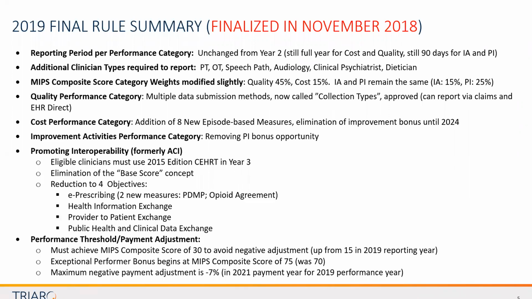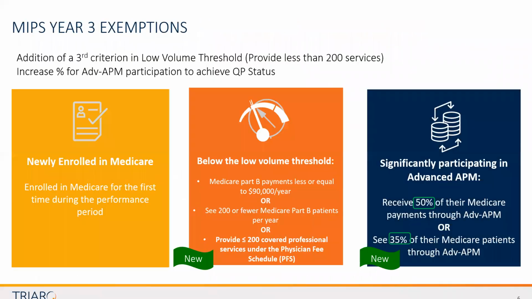The maximum negative payment adjustment is 7%, right? So you will see that in 2021 from your 2019 performance year, right? It's always 2 years later. Makes it really hard for us to right the ship when we don't know about the bad until 2 years later. So the negative payment adjustment is increasing to 7%, the maximum negative payment adjustment. Okay, so here is where we're going to dive a little deeper into each of those topics that we just reviewed.